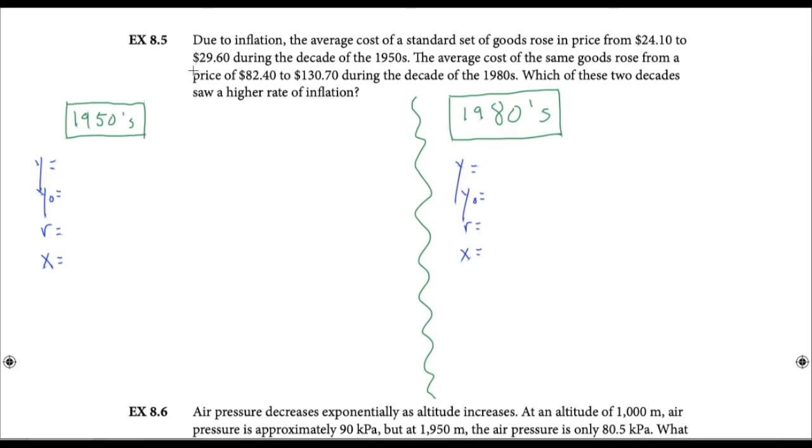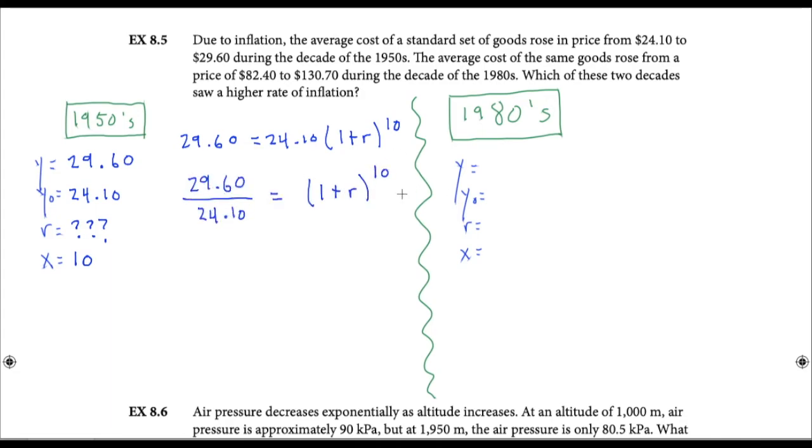I'll input those as my starting and final values for the cost over the course of that decade. I'm now considering the 50s to be the entire 10-year period, so I'll use a time value of 10, and the rate at which prices increased is what I'm trying to solve for. So I can take these values and plug them into my equation and simplify.